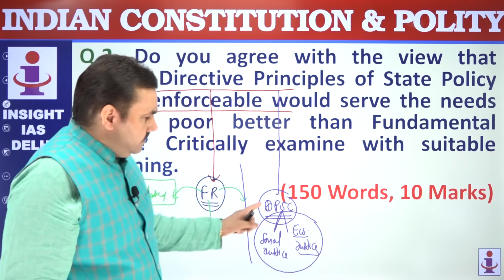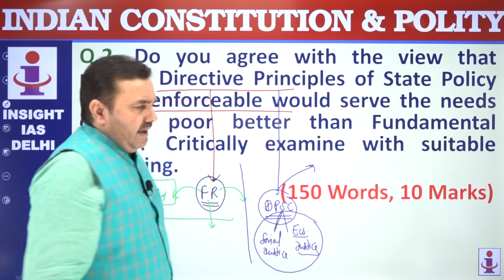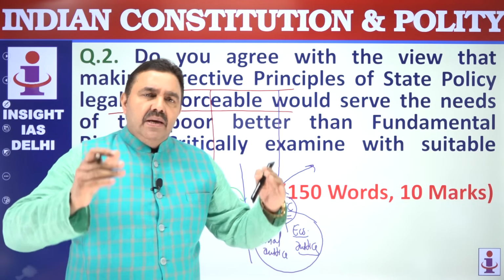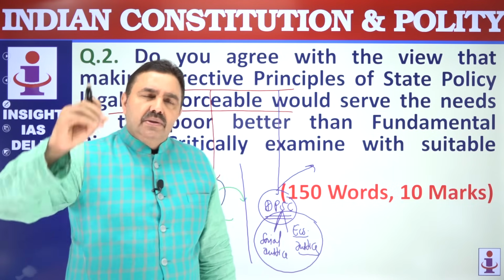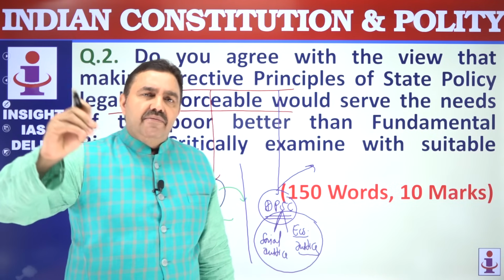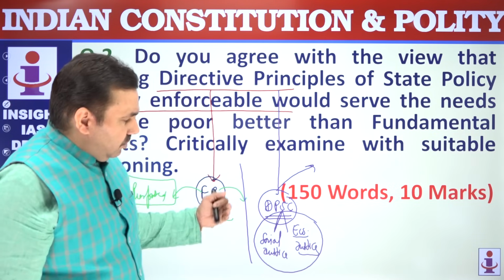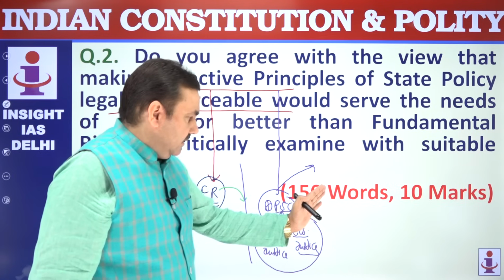Second thing, we have a diverse country. And in a diverse country, the complications increase. We have a democracy. In a democracy, different groups compete for the same resources. So it will be difficult to ensure that everyone gets the same access to resources at the same time. So the government will have to enforce these DPSPs in a very gradual manner.